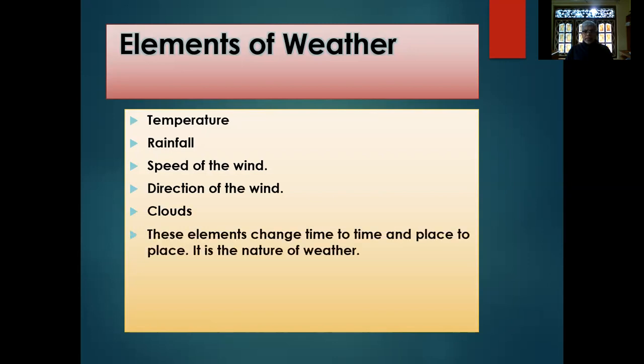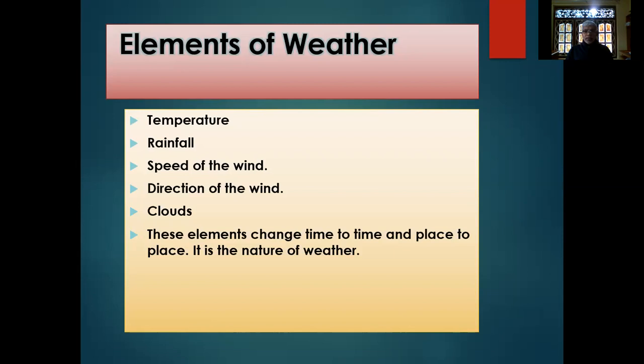These elements change time to time and place to place. Actually, more than time to time, you can write moment to moment, mohota mohota, and place to place. That's the nature of weather. Now you understand. Nature of weather means continuous changes. I think you got the idea very well. No problem with you. Again, you read before going to the next slide.